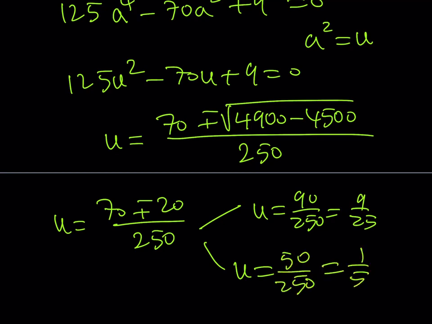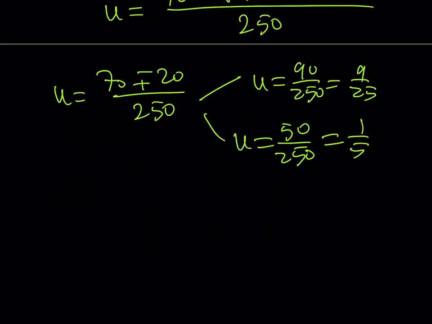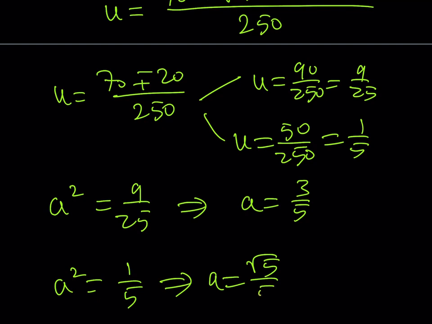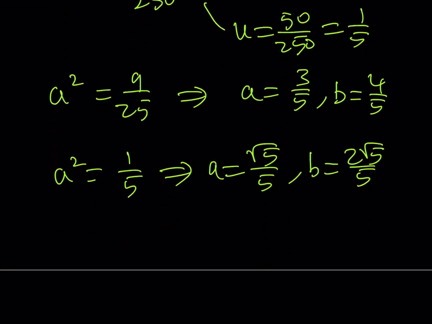So now what we need to do is take the square root, because A squared is equal to U. If A squared is 9 over 25, obviously we're not going to accept negative solutions, so A can be 3 over 5. And from the second one, it can be 1 over root 5, or you can write it as root 5 over 5. Obviously, A squared plus B squared is equal to 1. So from here, if you do the math, you'll get B equals 4 over 5, or B equals 2 root 5 over 5. We're being asked the value of SB.